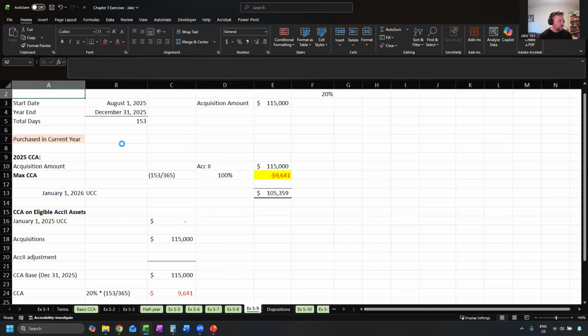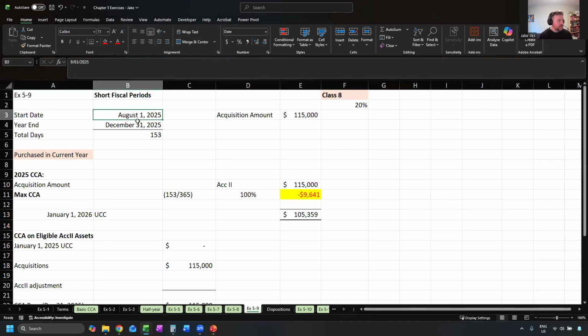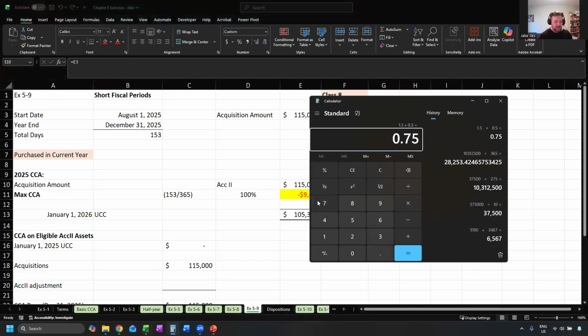So, from August 1st to December 31st is 153 days. Even though the asset was purchased on September 15th, we're not prorating to when the asset was bought, we're prorating to when the business began. So the business existed for 153 days. The acquisition amount was 115,000. So the max CCA will be based on 115,000.